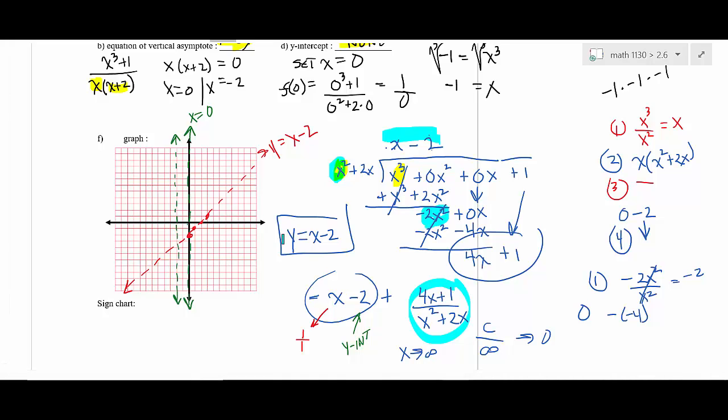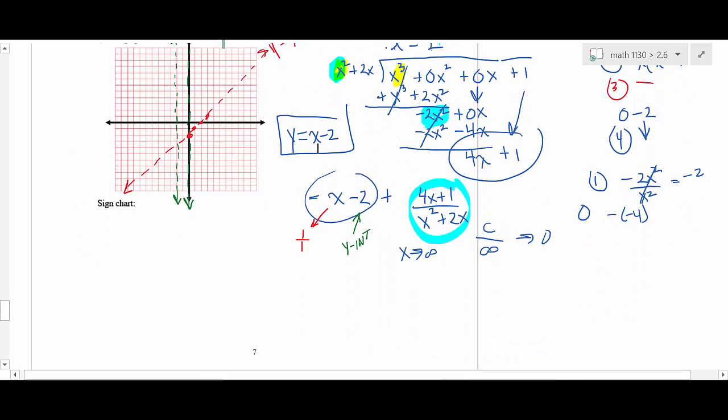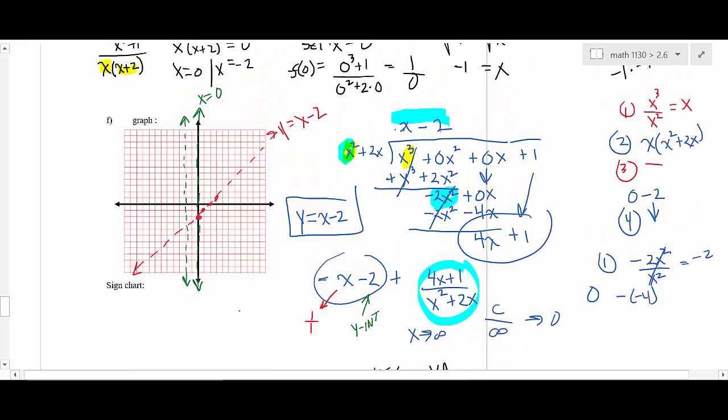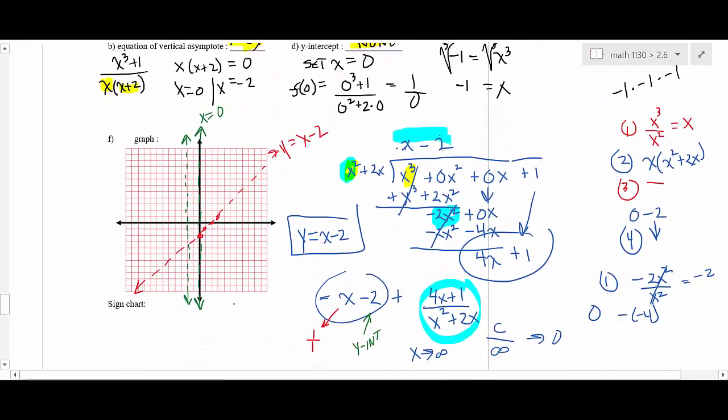All right, so what we're going to do is a sign chart. Again, you're trying to learn how to analyze stuff. It's easy to put this in the calculator and see what it looks like. We'll do that in a minute. In your sign chart, you always use vertical asymptotes and x-intercepts. So it looks like we had an x-intercept of -1, 0.